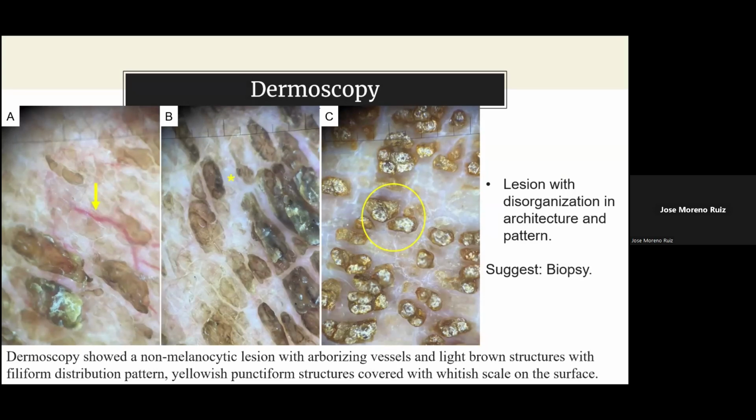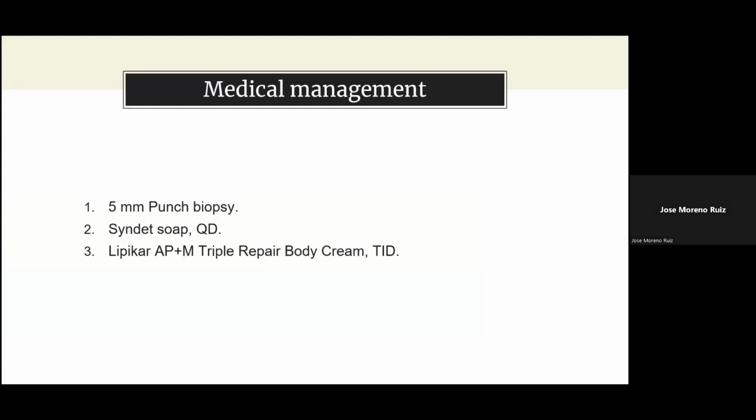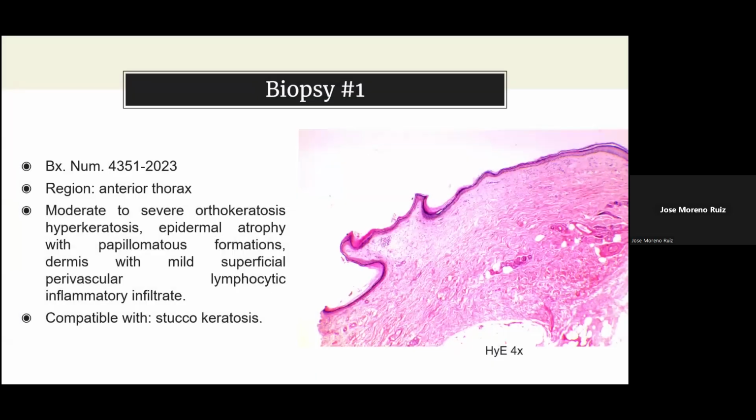It shows a non-melanocytic lesion with arborescent vessels and light brown structures with a filiform distribution pattern, yellowish punctate structures covered with a white scale on the surface. We initially planned to treat this patient with a 5 millimeter punch biopsy, a thin wound soak on a daily basis, and a body cream, usually 3 times a day.